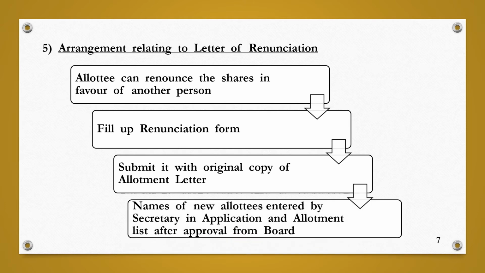Further, this requires the approval from the Board of Directors. Once the directors give their approval, the Secretary then enters the name of the new allottees in the application and allotment list.